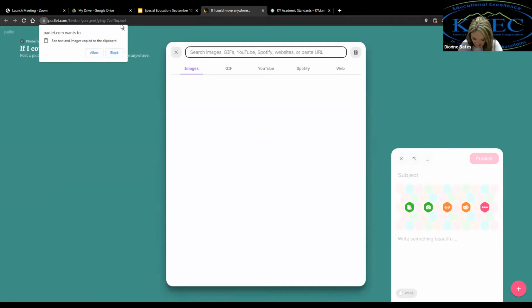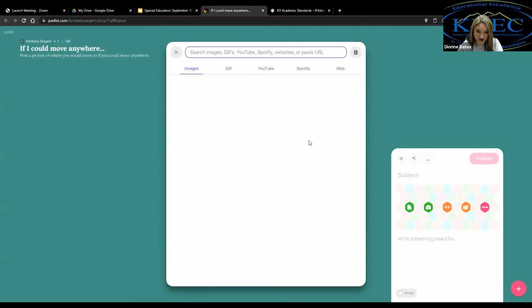Okay, Padlet. I'm going to try it. You're going to try it. I'm going to send it to them in an email and see if they can join the link through their email.